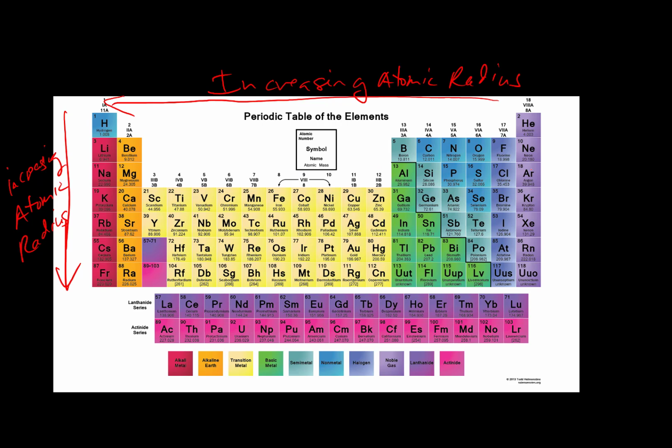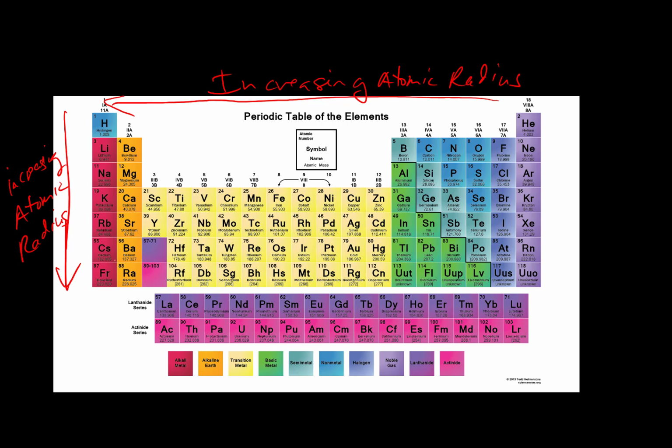All right, so here's the key. Now look at these arrows. Again, as we move to the left, the radius gets bigger. So fluorine has a smaller radius than oxygen. Oxygen has a smaller radius than nitrogen. Now, there's going to be some minor exceptions in here. I'll tell you that right off. But in general, as I move to the left, the atomic radius gets larger. And as I move down the periodic table, the atomic radius also gets larger.